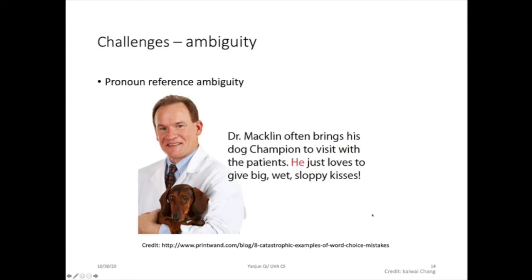I already talked about this challenge of understanding or analyzing natural language text data. The really big challenge is ambiguity, most of all this pronoun type of reference ambiguity. People use pronouns a lot, and normally across sentences you have to be able to refer he or she or my, this type of pronoun, to the right person. So it's not an easy job.